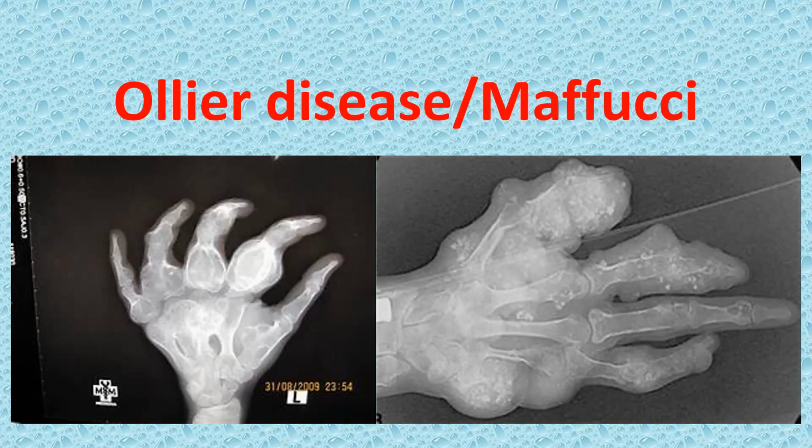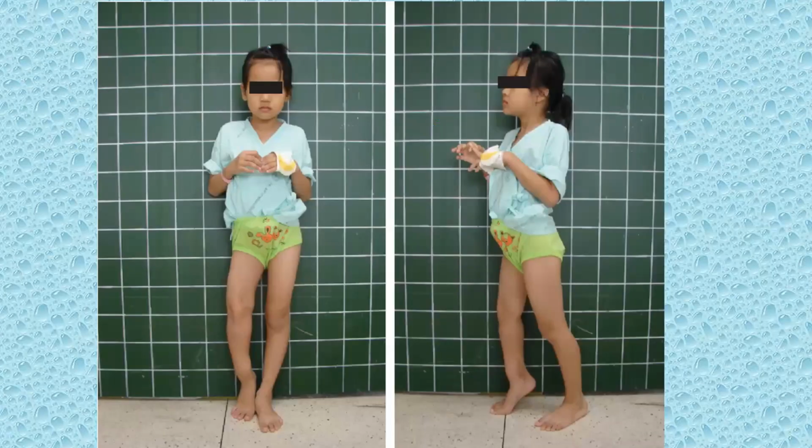These are vessels. And when they have this, they have Maffucci syndrome. We will discuss Olliers followed by Maffucci. This is a patient, as I told you, enchondromas are more common in females. This patient has Olliers.